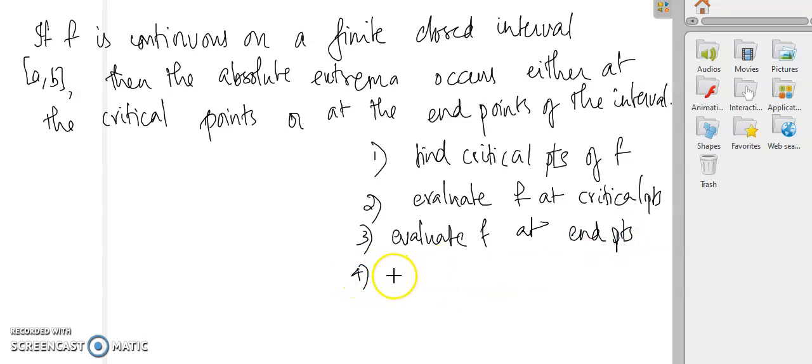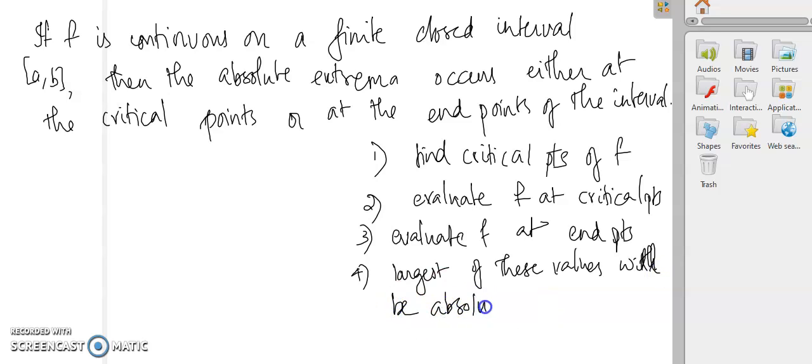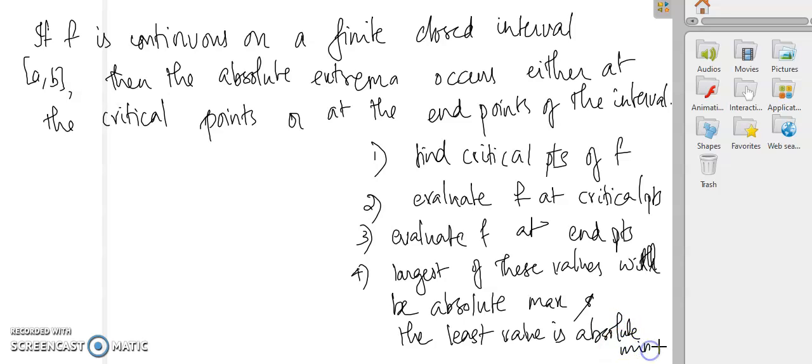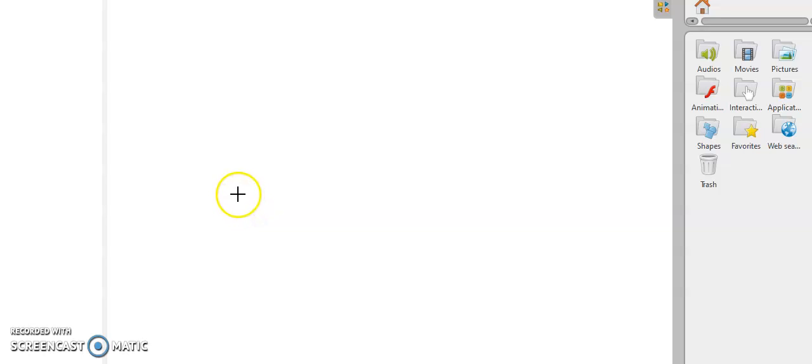So the largest of these values will be the absolute maximum, and the least value will be the absolute minimum. So that is how we calculate the absolute maxima and minima of a continuous function in a finite closed interval. So let us see a few examples for finding the absolute maximum and absolute minimum.